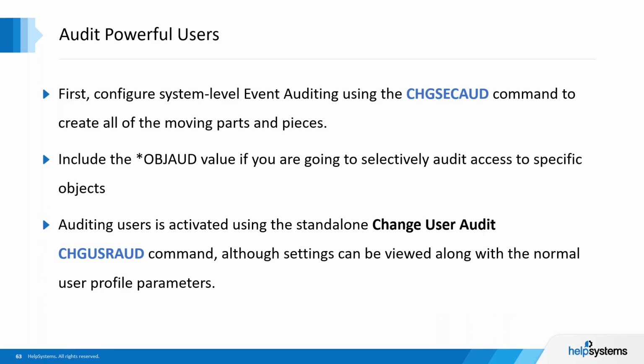I suggested that you audit privileged accounts, and the way you do this is, first of all, by turning on event-level auditing at the system level, and you can use the change security auditing command in order to do that. It creates all the moving parts and pieces, but if you're not familiar with it and you don't know whether that's going to impact anything, certainly talk to us first and we can walk you through it. You want to make sure that you include the object audit value in the settings if you're going to selectively audit access against specific objects.